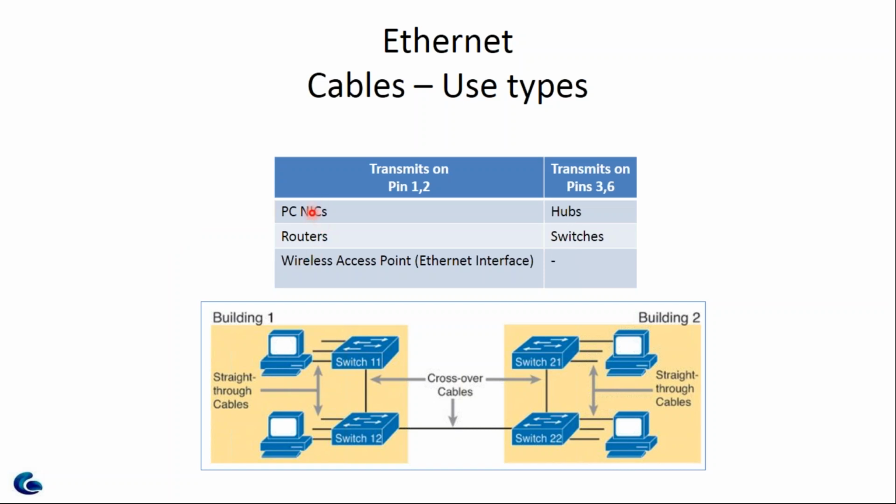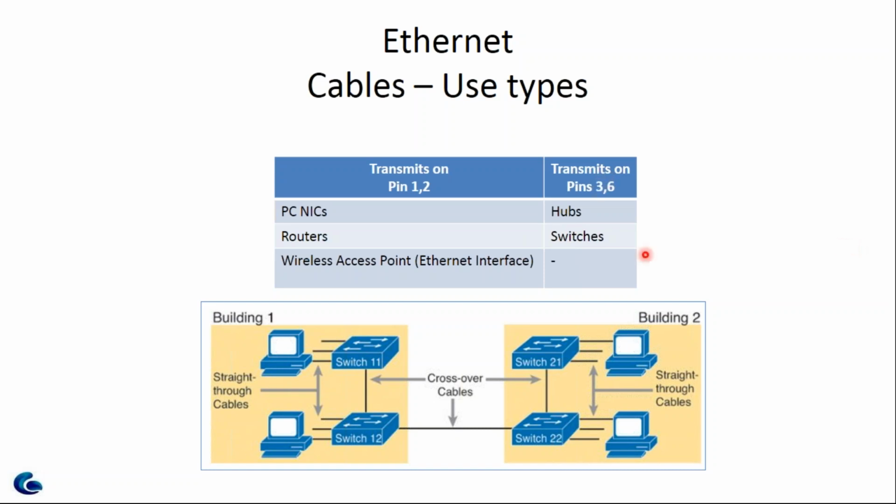On one column you have a PC, router and a wireless access point. It's like a Wi-Fi router, whatever you may have. On the other column you have hubs and switches. Now the transmit pins are 1 and 2 here, and the transmit pins are 3 and 6 here.